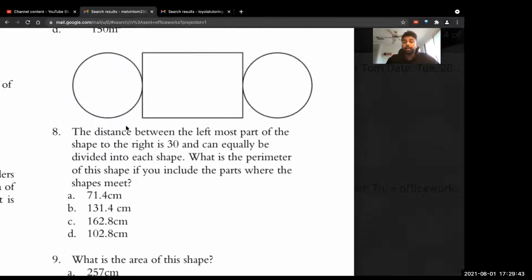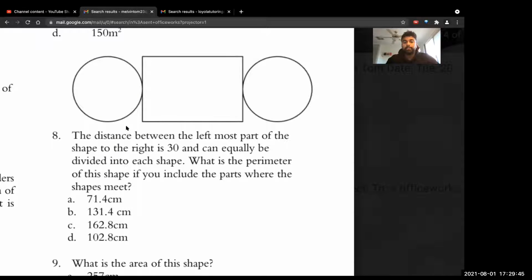So what is the volume of this shape if it's constructed into a 3D shape? Do you remember how you find the volume of a cylinder? Length times width? No. Pi r squared times height. No, I don't want the formula. I want you to explain it in English, in simple words, how you find the volume of a cylinder.